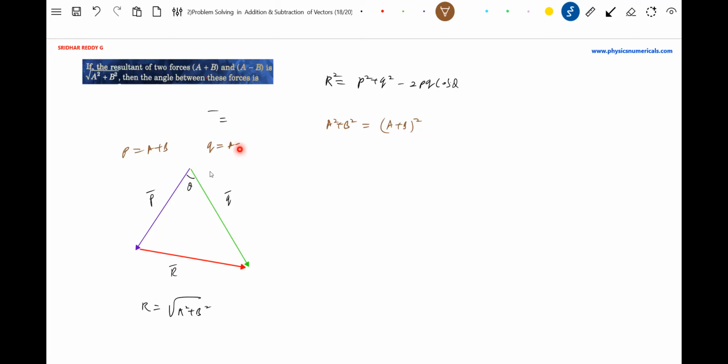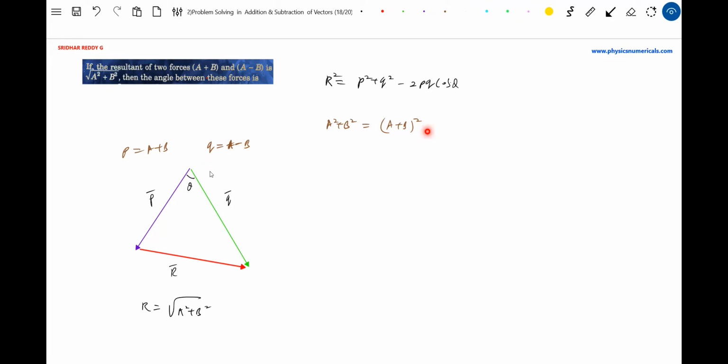He didn't write A bar plus B bar. It was written only P bar is a one force, Q bar is a one force. The magnitude of P is what? A plus B. The magnitude of Q is what? A minus B. I think this was the given.